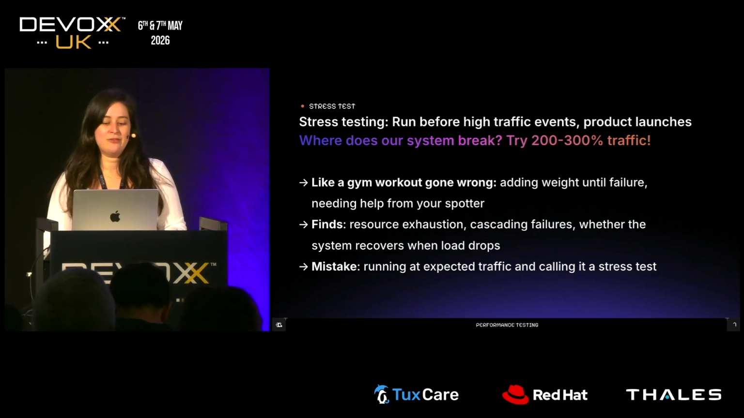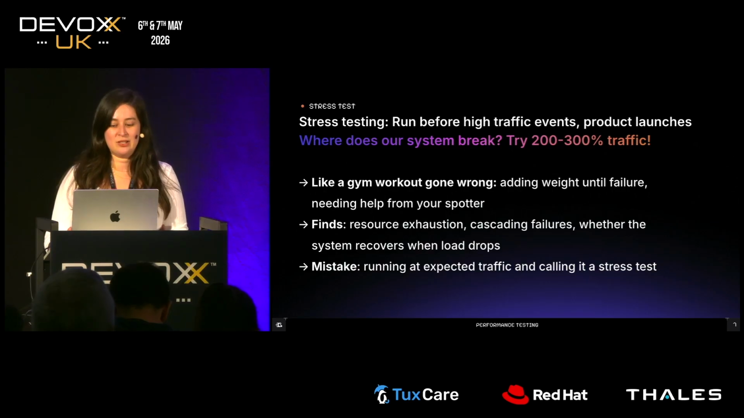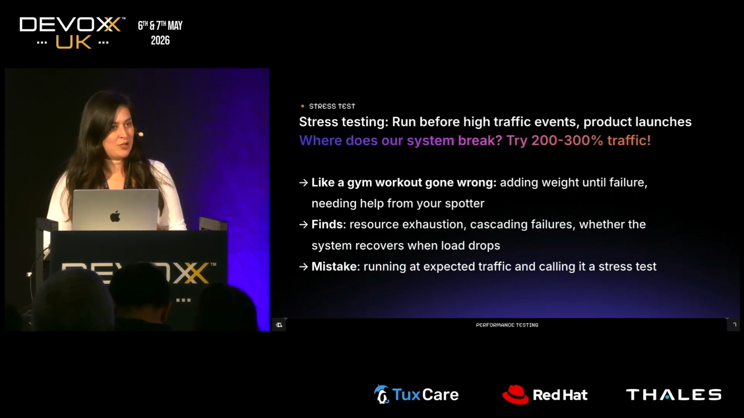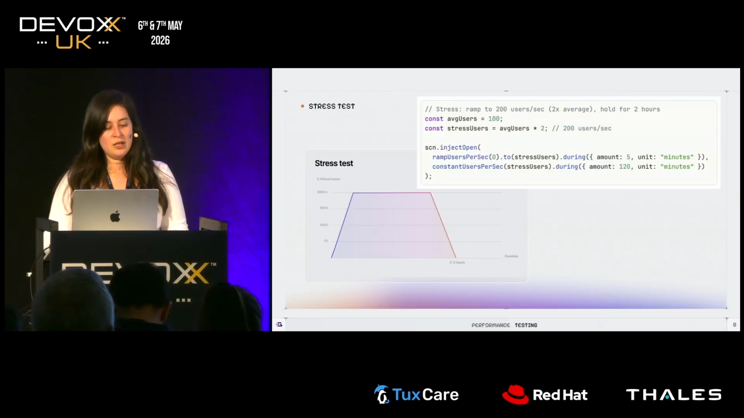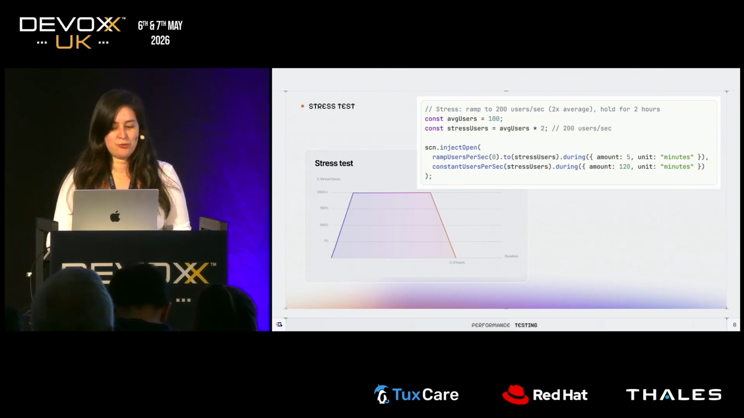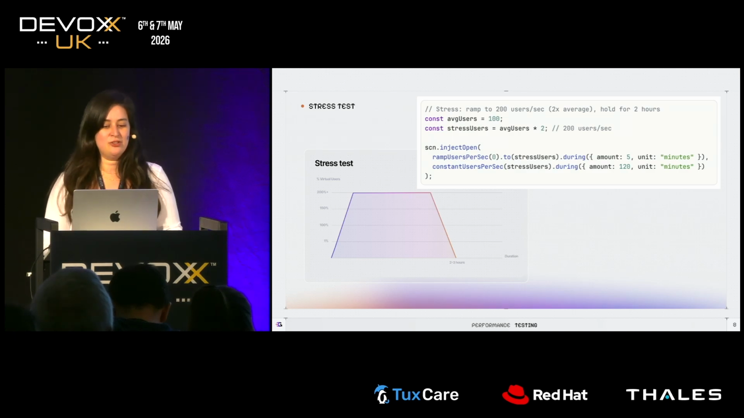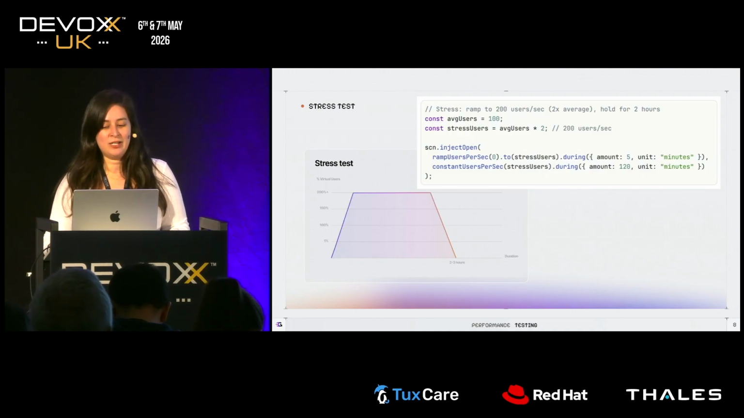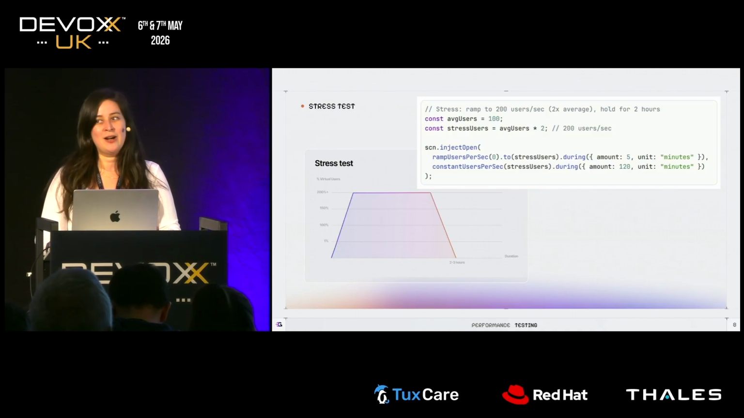Another common mistake we have here is running at the expected traffic load without really stressing it out. The whole point here is to go beyond what you know to be normal in production and try to break the system. In the code example here, we have 2x your average, so 2 or 3x. We hold it for 2 hours. The injection profile shape is very similar with the plateau, but it's just longer. You're sustaining that pressure to see what's really cracking under stress. We can run this before high traffic events, product launches, maybe Black Friday if you're e-commerce, whenever you have stakes that are higher than usual.